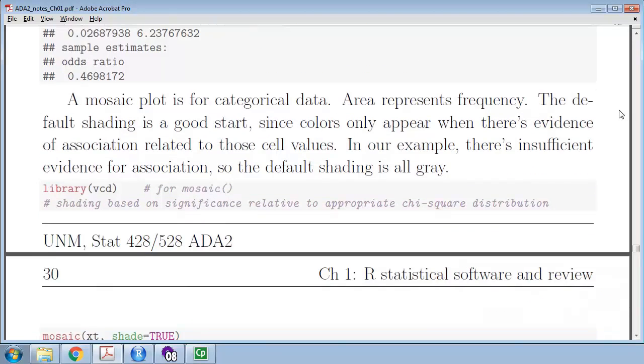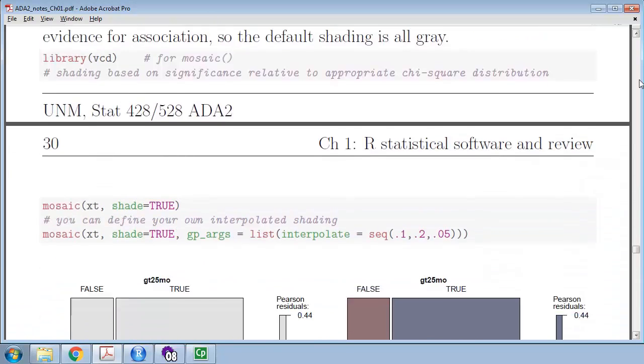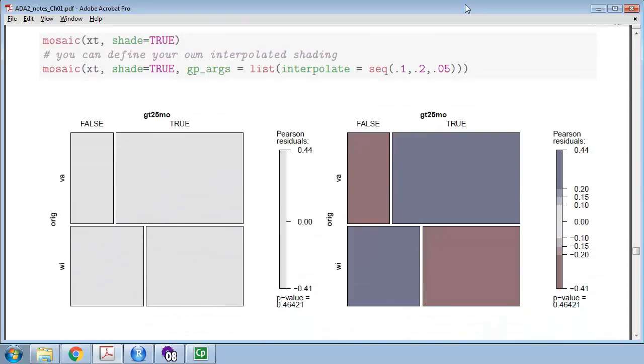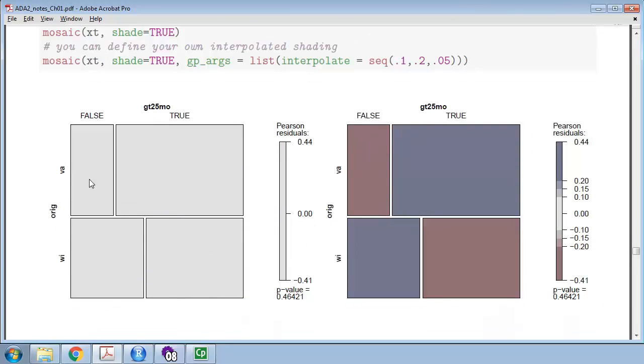We have ways of plotting categorical data. A mosaic plot is the one that I've been showing you from the VCD, so Visualizing Categorical Data package. And here we have origin on the vertical axis, greater than 25 months on the horizontal axis, and the area is proportional to the number of observations. So here, Virginia had 2 false and 6 true, whereas Wisconsin had 3 false and 4 true.